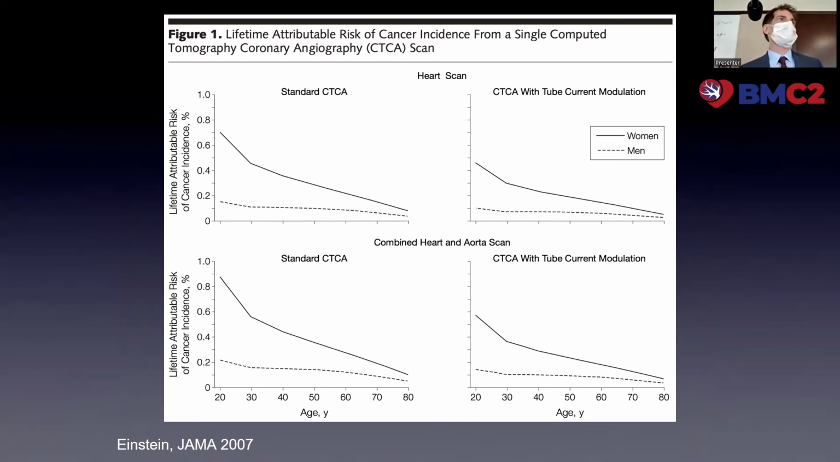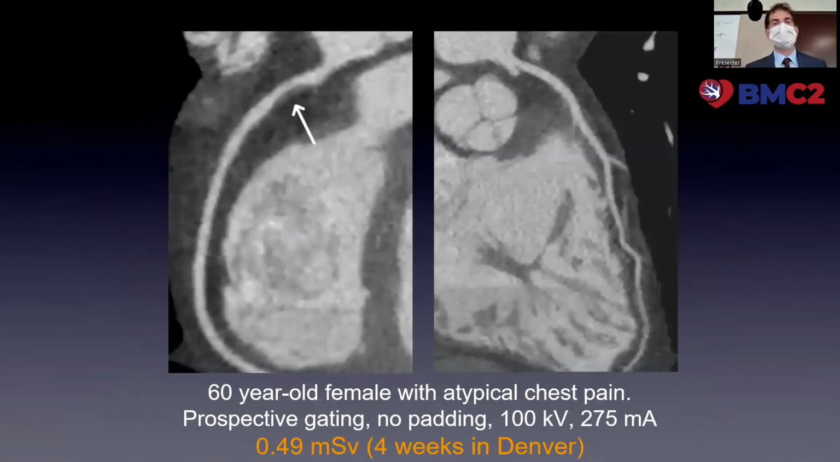So this got a lot of attention, these two papers, and it prompted people to start thinking about strategies to lower the radiation dose on CT, and they were very effective. There's a lot of studies looking at how we can lower radiation doses, a lot of things that can be done. But this is an example of a 60-year-old patient that we scanned, where we used a bunch of dose reduction techniques, 0.5 millisievert of radiation.